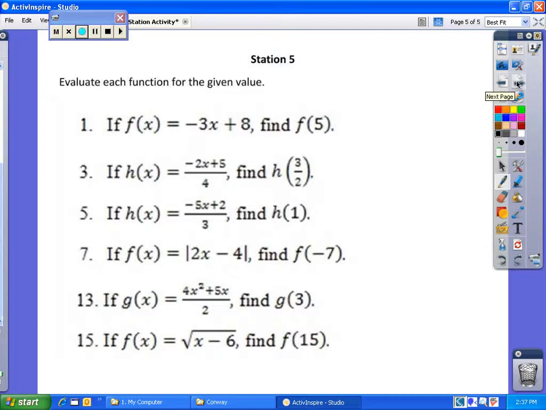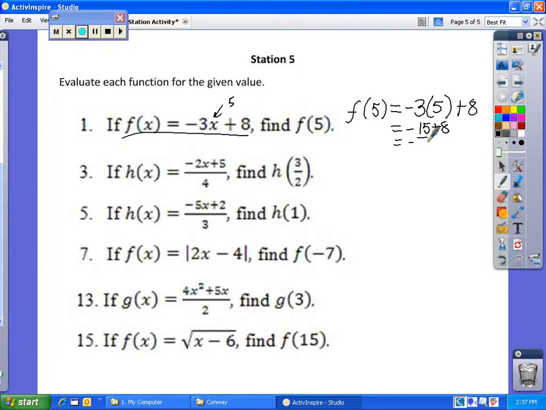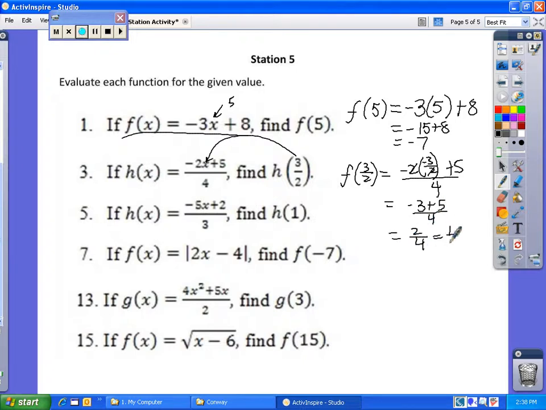Finally, station 5, we're going to evaluate each function for the given value. So we're going to plug in 5. For this function here, I'm going to plug in a 5 for that x. So it'll say f of 5 equals -3 times 5 plus 8. So -15 plus 8, which is -7. For the next function, I'm going to plug in that 3/2 for x. So f of 3 over 2 is equal to -2 times 3 over 2 plus 5, divided by 4. -2 times 3 over 2 is actually -3. -3 plus 5 is 2, and 2/4 is the same as 1/2.